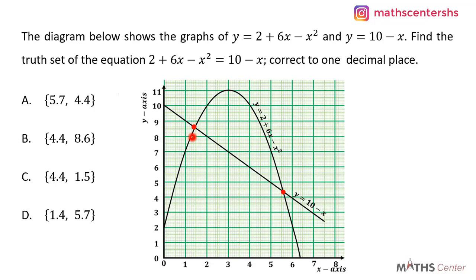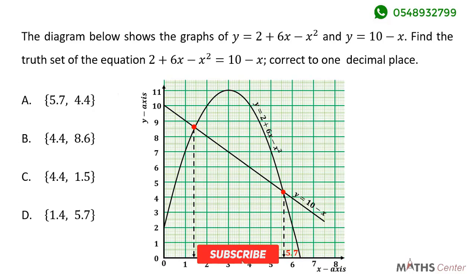So to get the first solution, we will trace the first point to meet the x-axis. And then to get the second one, we will trace the second point to meet the x-axis. When we trace the first point to meet the x-axis, on my graph sheet, I'm having 1.4. And when we trace the second point to meet the x-axis, on my graph sheet, I'm having 5.7. So it means that the solution to this equation is x is equal to 1.4 or 5.7.